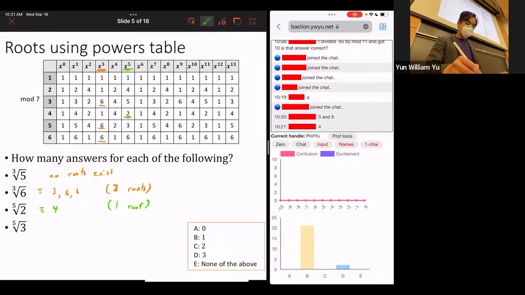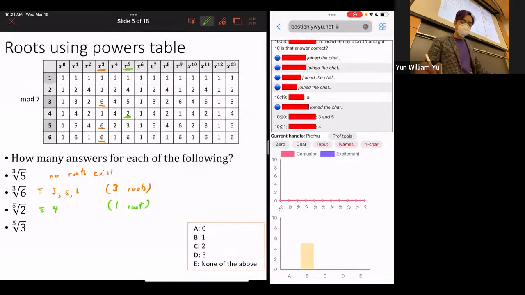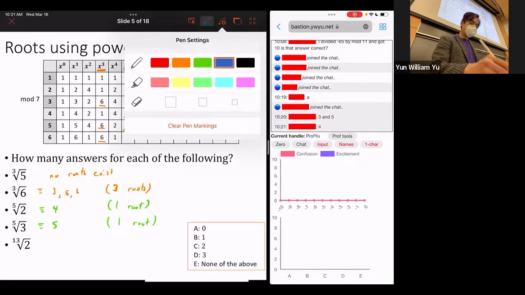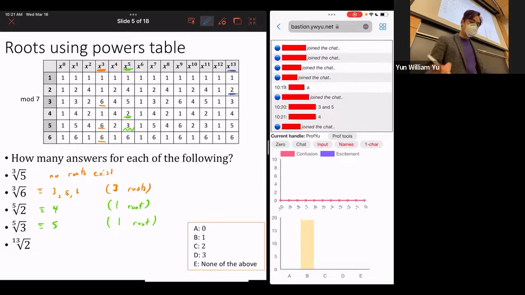Okay, what's another one? What's the 5th root of 3? Let me keep on using green. Okay, yeah, so the answer is again 1, because the 5th root is 3. That's this here. So 5 to the 5 is equal to 3, and so this is congruent to 5. So that's, again, 1 root. Okay, what about the 13th root of 2? Okay, so the 13th root of 2, that's here and here. And so that's just congruent to 2. And you only get 1 root again.